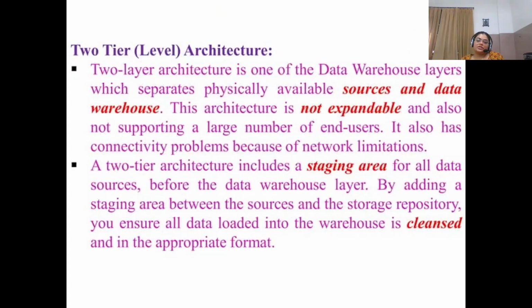The two-level architecture is one of the data warehouse layers which separates physically available sources and the data warehouse. This architecture is not expandable and also does not support a large number of users. It also has connectivity problems because of network limitations. A two-tier architecture includes a staging area for all data sources before the data warehouse layer. By adding a staging area between the sources and the storage repositories, you ensure all data loading into the warehouse is cleansed and in the appropriate format.